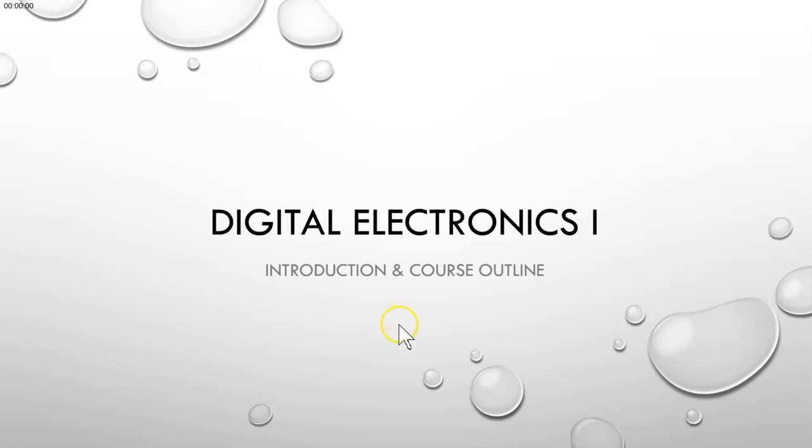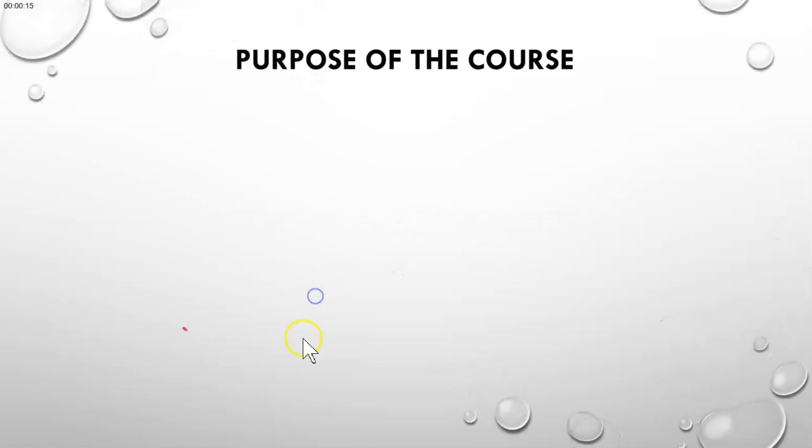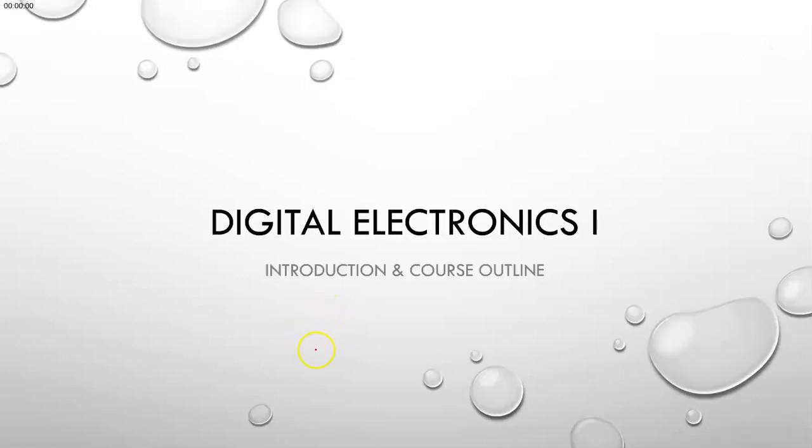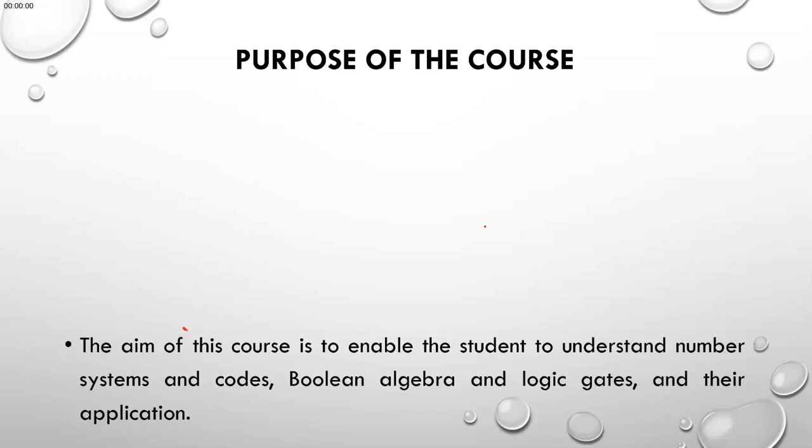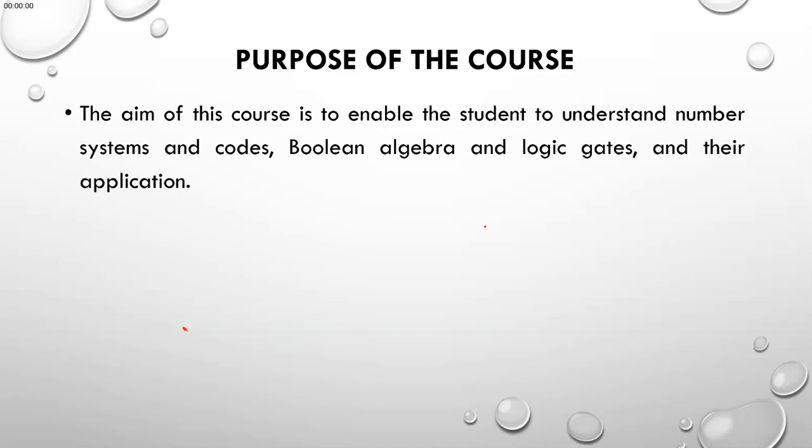This is the Introduction to Digital Electronics 1, and in this class we are going to talk about the introduction and the course outline. And as an introduction, we define the purpose of the course as the aim of enabling the students to understand the number systems, the number codes, some basic Boolean algebra, logic gates, and their applications.